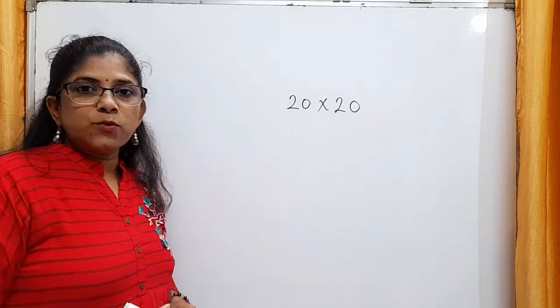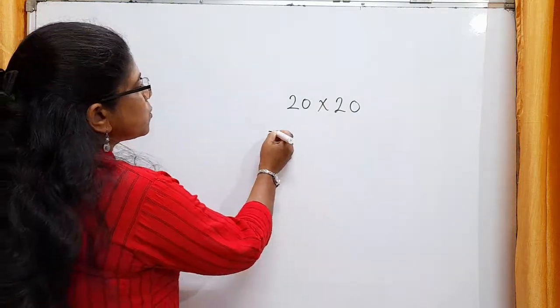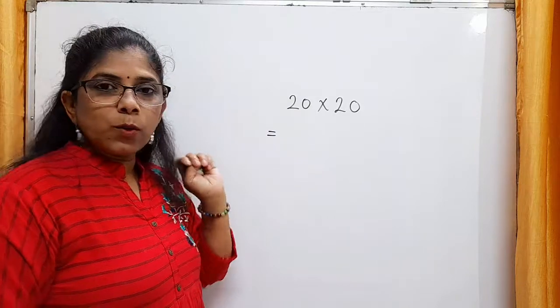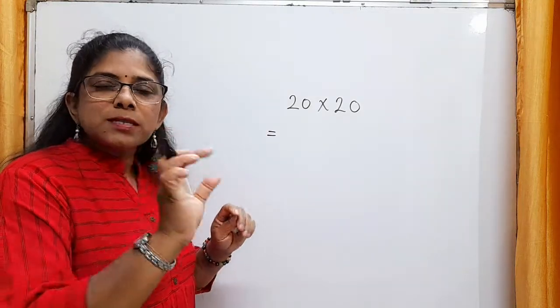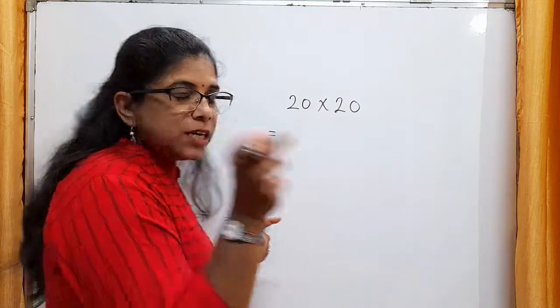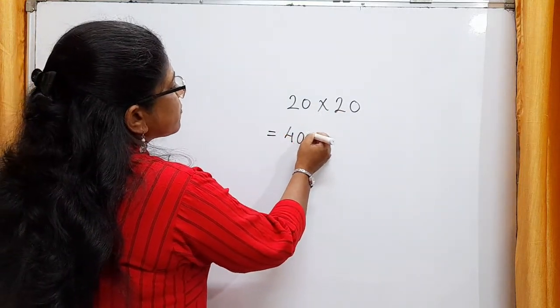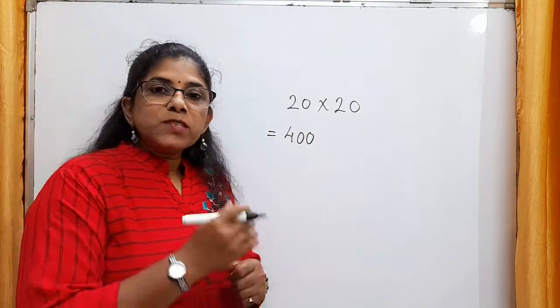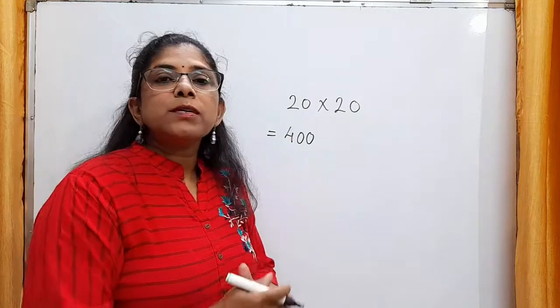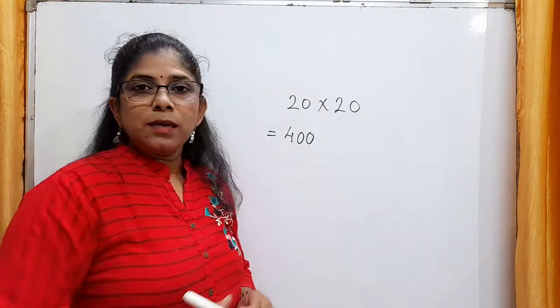Now if you are asked to find the square of 20, that is 20 into 20. Here we have one 0 in the number 20. So what we have to do here is simply multiply the first digit, that is 2 into 2, 4, and add 2 zeros. Yes. So the number of zeros in the square is always double the number of zeros in the given number.